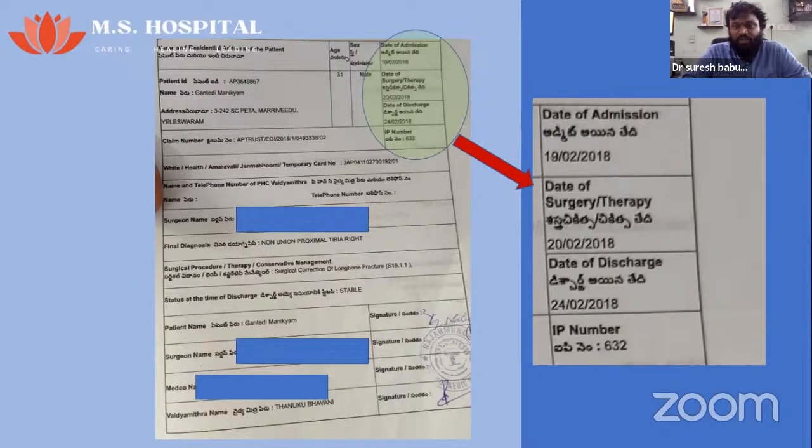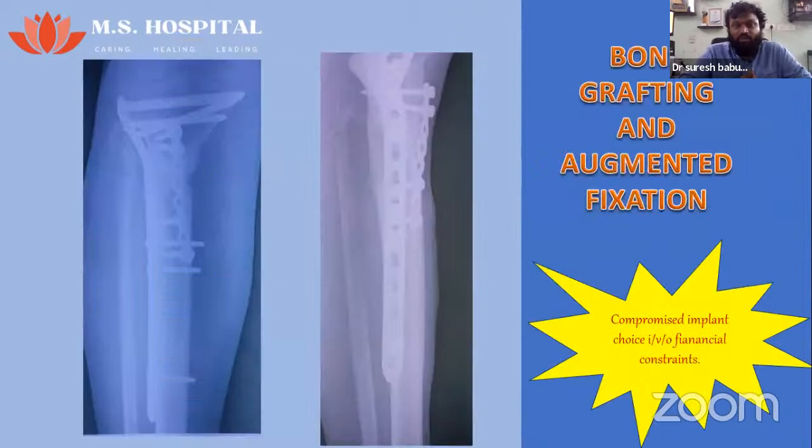We checked for the stability and the stability was good. The plate was stable enough, providing adequate stability. So we removed the medial sequestrated bone and impacted the fracture site with a cancellous bone graft that was taken from the iliac crest, autologous.